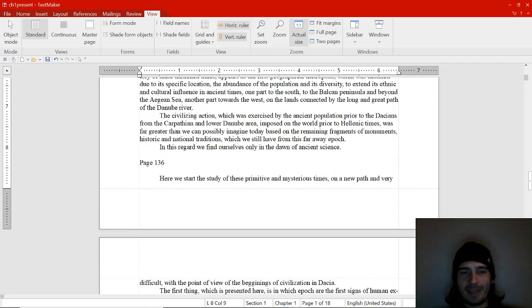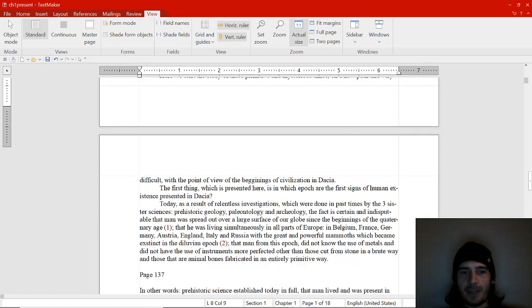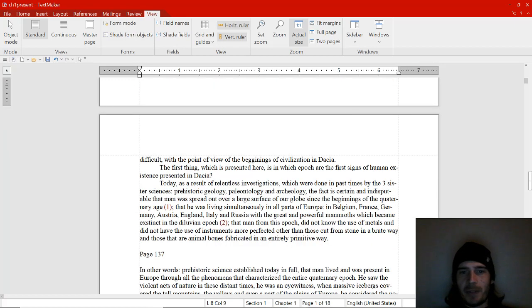Page 136. Here we start the study of these primitive and mysterious times on a new path and very difficult, with the point of view of the beginnings of civilization in Dacia. The first thing which is presented here is in which epoch are the first signs of human existence presented in Dacia.